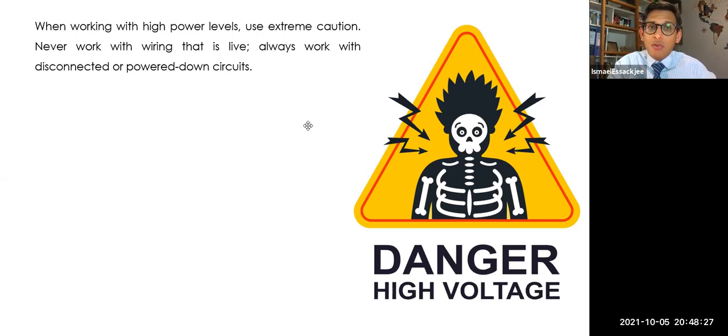Never work with wiring that is live. Let's say you have introduced a relay. Our presenter said that we need to introduce a relay, I can make 1,000, 1 million lights go on. That's good. But when you are working in such a circuit, remember it's live. We're working at a higher voltage. Always work with it disconnected, or well, let's say you need to change a connection.